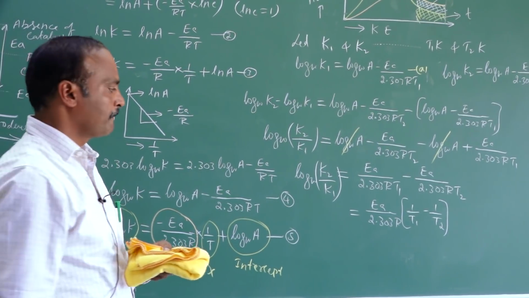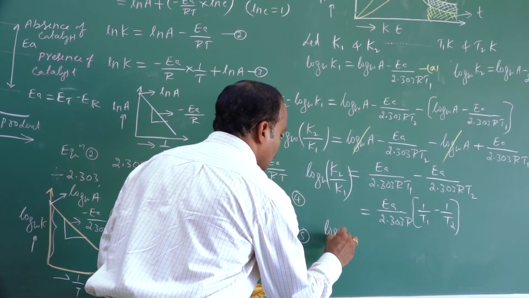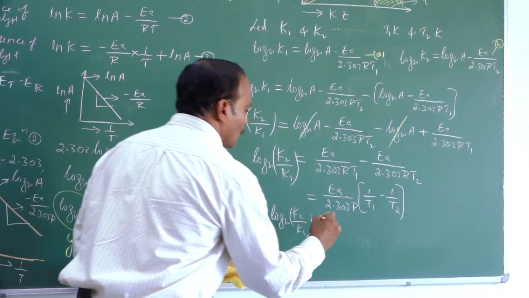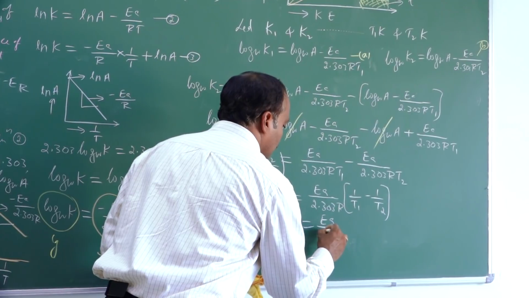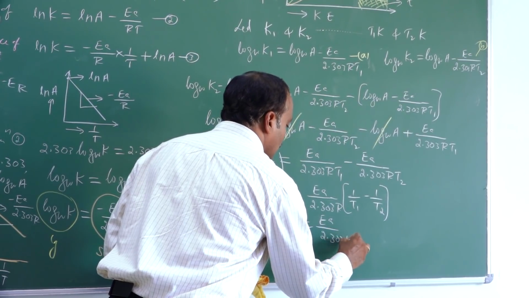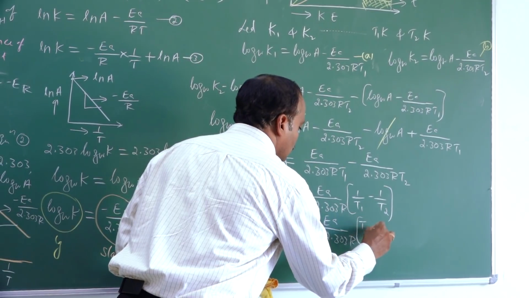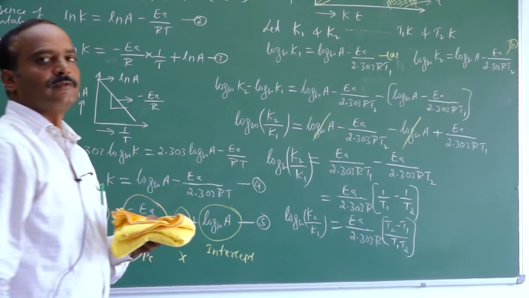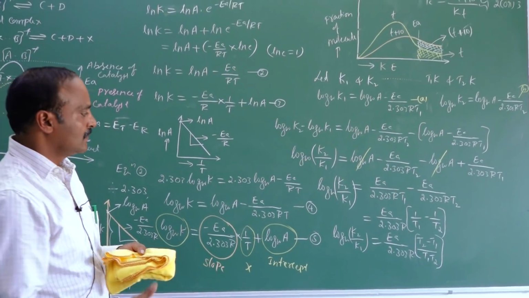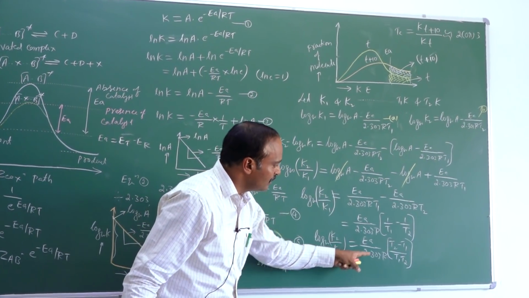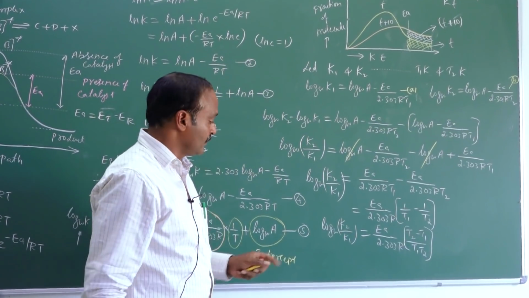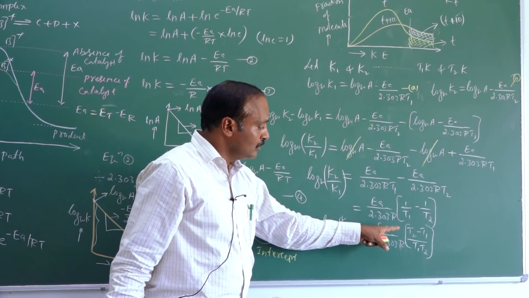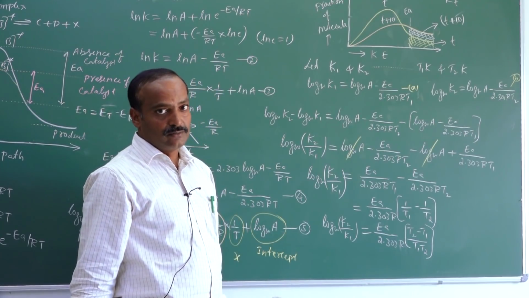Is it clear? Then log base 10 K2 divided by K1 is equal to Ea divided by 2.303 R then T2 minus T1 divided by T1 T2. Is it clear? Log base 10 K2 by K1 is equal to Ea by 2.303 R into T2 minus T1 divided by T1 T2.